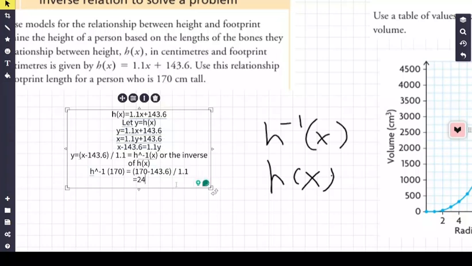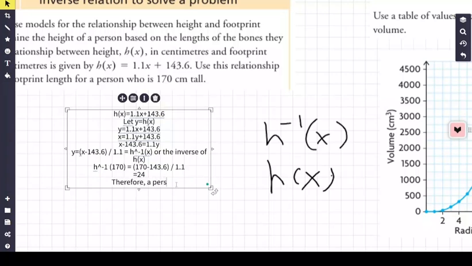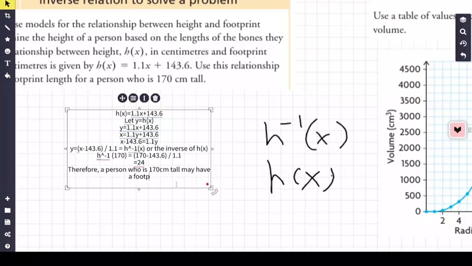So, conclusion: therefore, a person who is 170 centimeters tall may have a footprint length of around 24 centimeters, right?